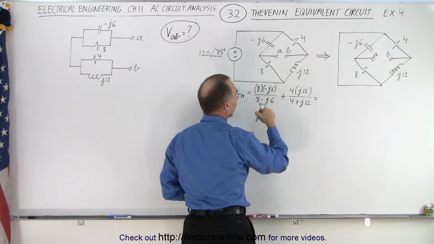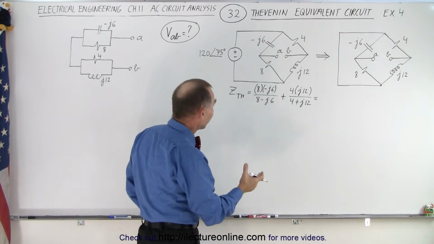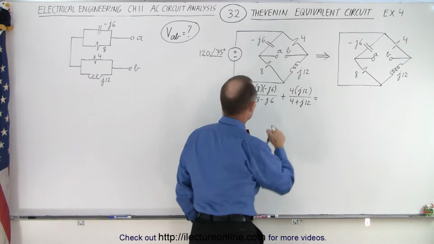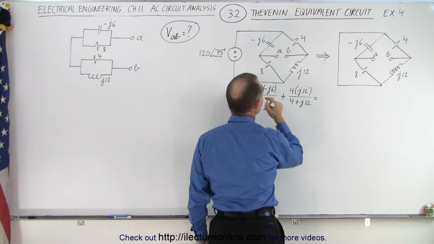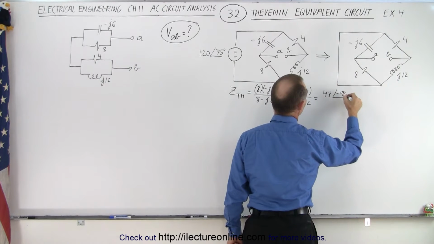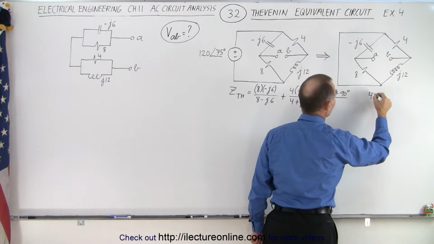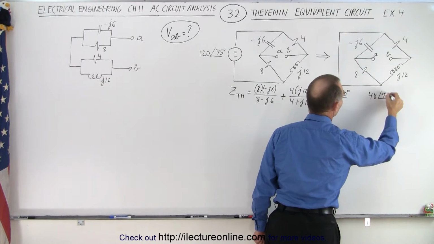Now we'll have to write that into the magnitude phase angle format so we can do the division. So this becomes minus j48, or 48 with a phase angle of minus 90 degrees. And this one here, 48 again, but with a plus phase angle. So that would be 48 with a plus 90 degree phase angle.